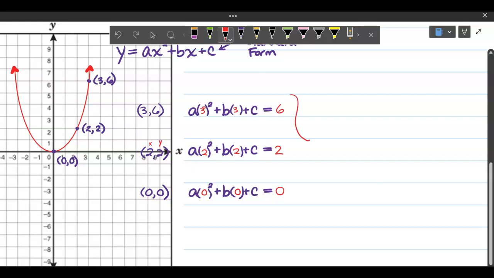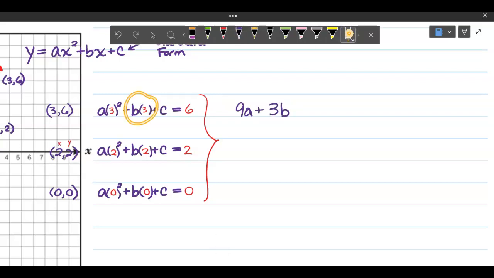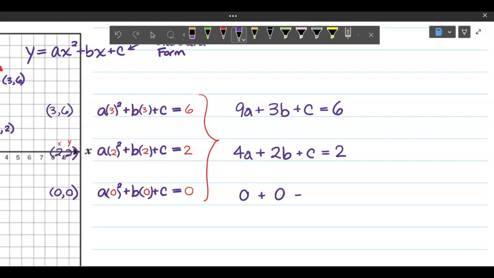The next thing we're going to do is simplify these. We don't typically say a3 squared. Instead, we just say 9a. We don't say b3, we say 3b, because 3 times b is 3b. And then finally, plus c equals 6. Next, a2 squared would be 4 times a, plus 2b plus c equals 2. And finally, 0 squared times a is 0, 0 times b, plus c equals 0.